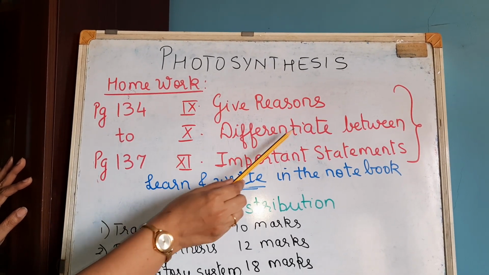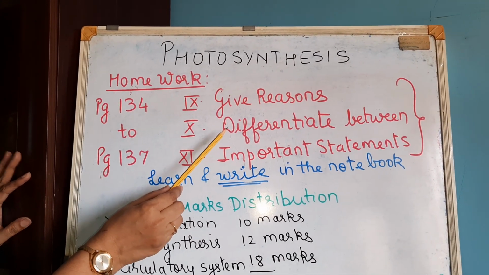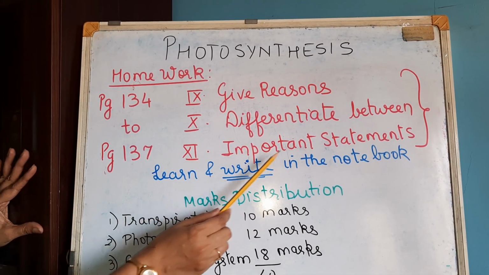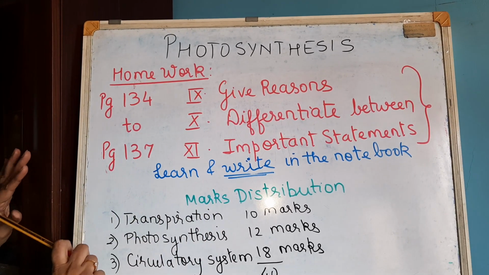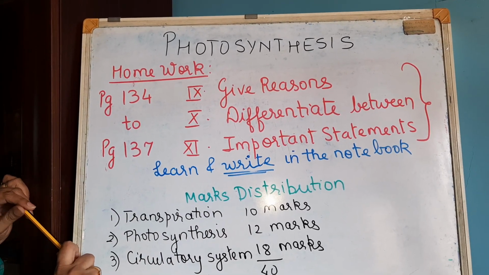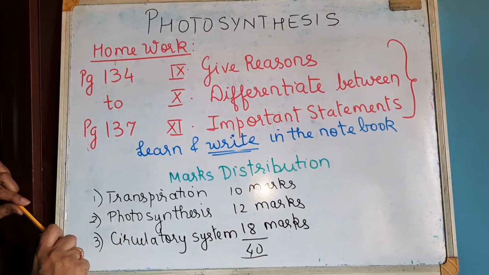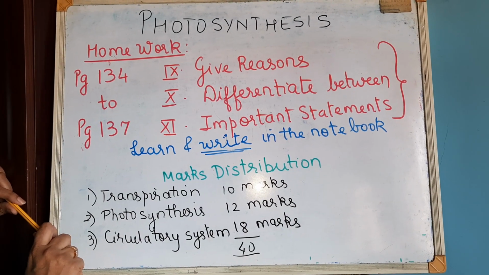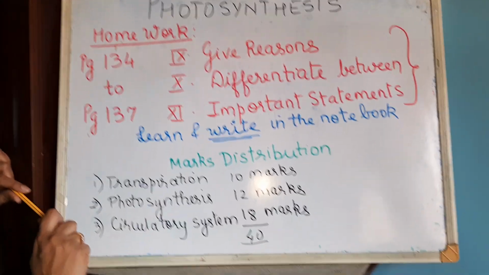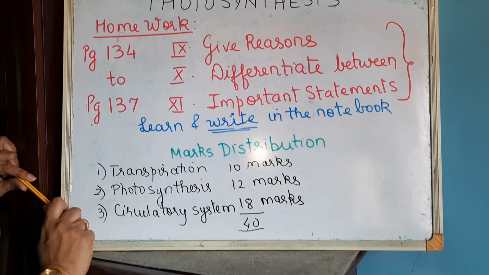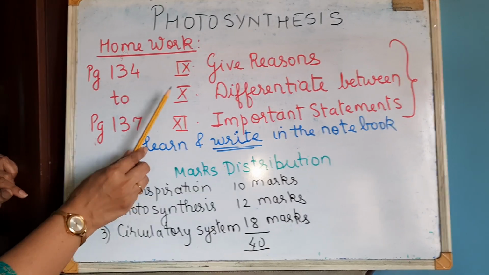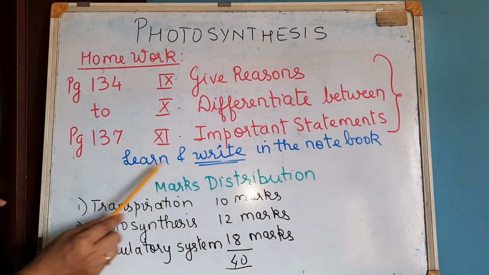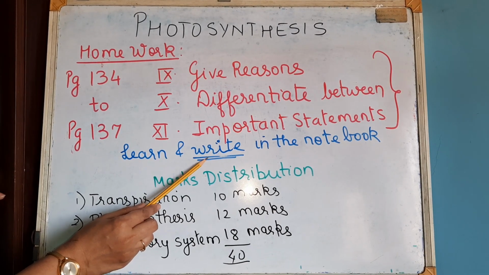Then 10 is differentiate between the following. So all the differentiate questions you have to learn and write in the notebook. And question 11 is some important statements. Some important statements such as: oxygen which is released during photosynthesis always comes from water, because it is coming by the photolysis of water, and the oxygen which is present in the glucose comes from carbon dioxide, because glucose is formed in the second, light independent reaction. Those are some important statements. Those can come in the form of true or false, etc. So you have to learn and write it, double underline, in the notebook.